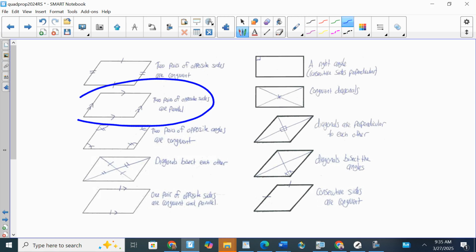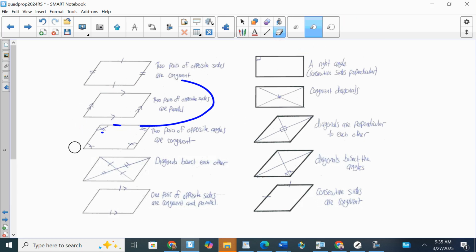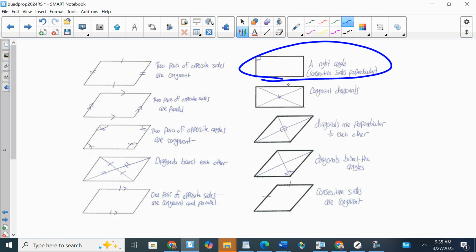2 pairs of opposite sides parallel is a property of the rectangle. It does not prove a rectangle. Whereas a right angle is a property of the rectangle, and a right angle proves a rectangle, assuming it's a parallelogram first. It's a parallelogram with a right angle for it to be a rectangle.